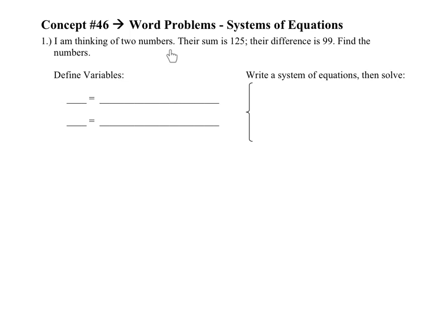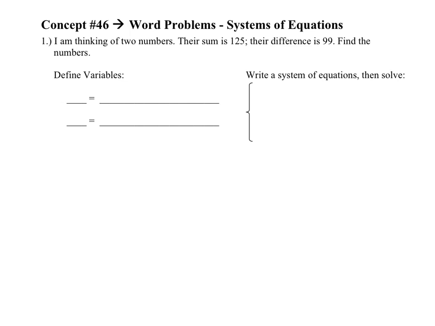I'm thinking of 2 numbers. Their sum is 125 and their difference is 99. Find the numbers. So I'm given 2 totals, which means that I'm going to end up having to have 2 different equations. The other thing is that I'm not saying the first number is 2 times the second number. So there's no comparison happening.